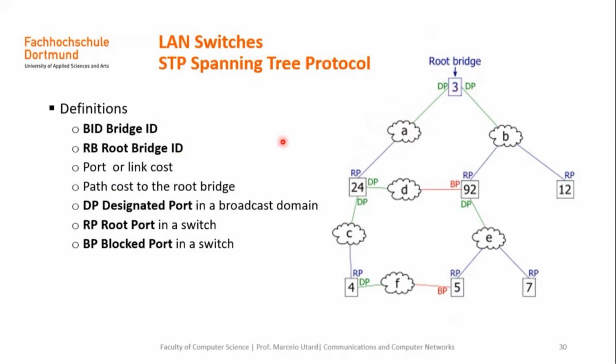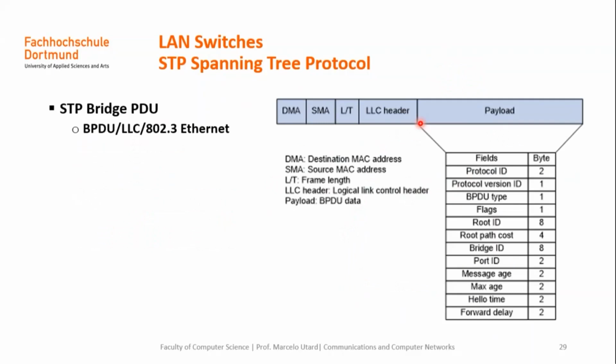Second, which is the path cost to the root bridge. And after that, which is the bridge ID and the port ID indicated in the BPDU. In fact, we have the root ID, the root path cost, the bridge ID and the port ID in order to compare and decide which is the designated port in a particular collision domain.